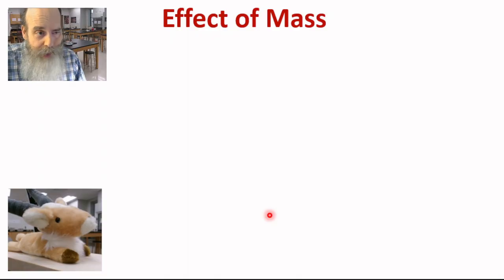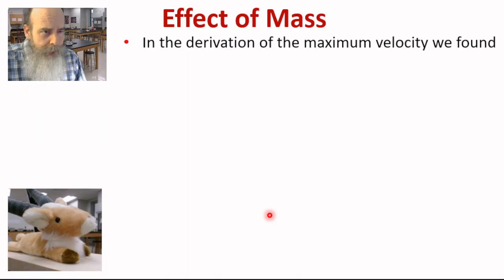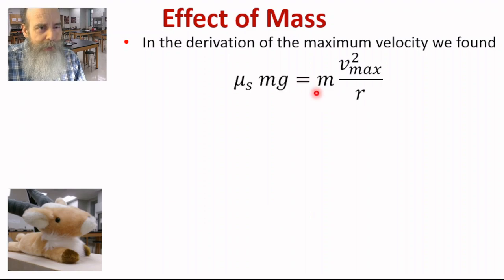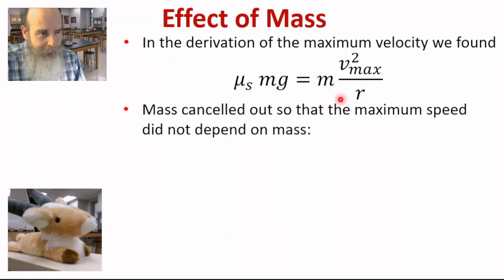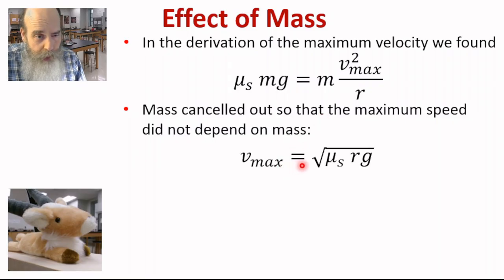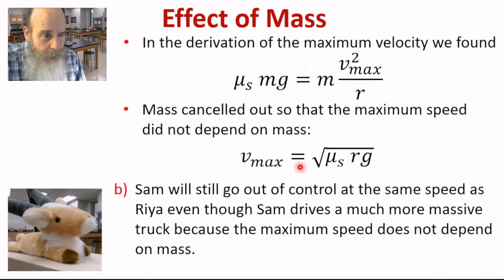Now let's look at the effect of mass. In the derivation of the maximum velocity, we found μs mg equals m Vmax squared over r. Mass canceled out, so the maximum speed did not depend on mass. And we found that Vmax was the square root of μs r g, independent of mass. So now we can answer question B. Sam will still go out of control at the same speed as Rhea, even though Sam drives a much more massive truck, because the maximum speed does not depend on mass.